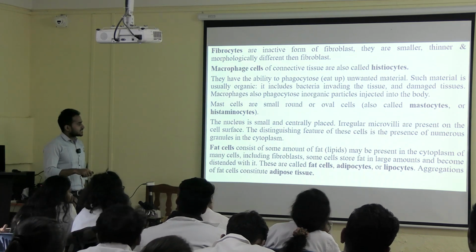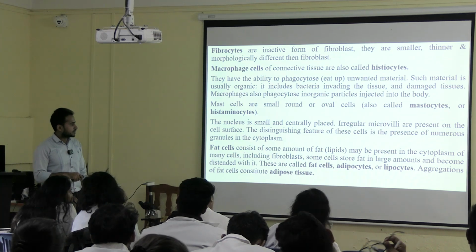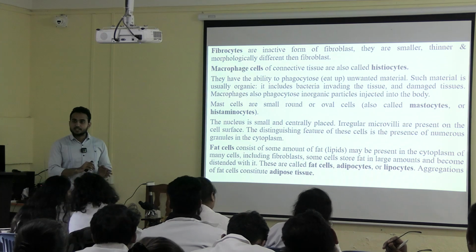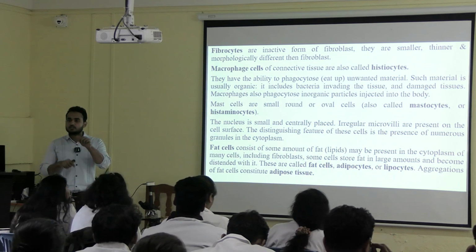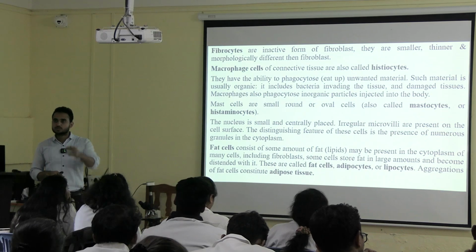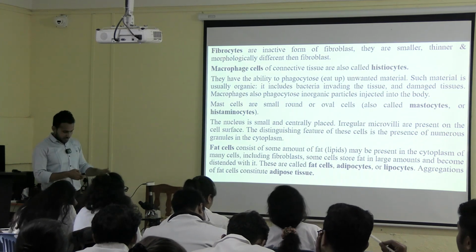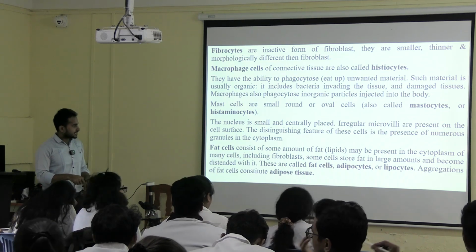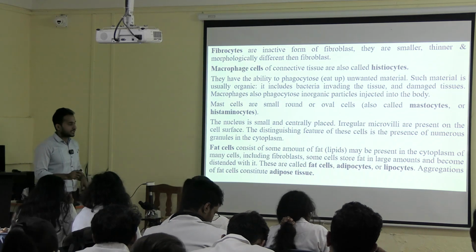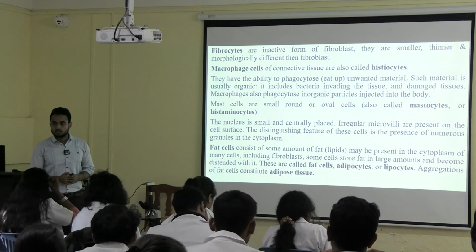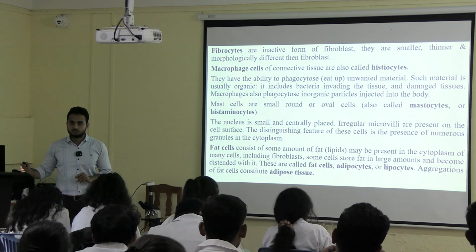Next, fat cells. They consist of some amount of lipid, and cytoplasm may be present. The cytoplasm is there, but it is pushed towards the periphery because of the presence of the fat droplet inside the cell, as I have mentioned and shown you in the diagram. These are also called fat cells, adipocytes or lipocytes. Aggregation of these fat cells forms the adipose tissue, the adipose tissue which you have seen while doing the dissection.